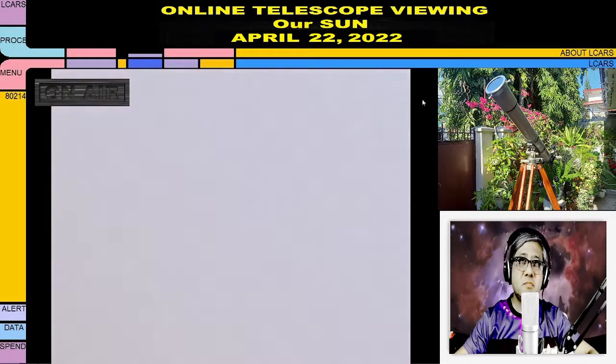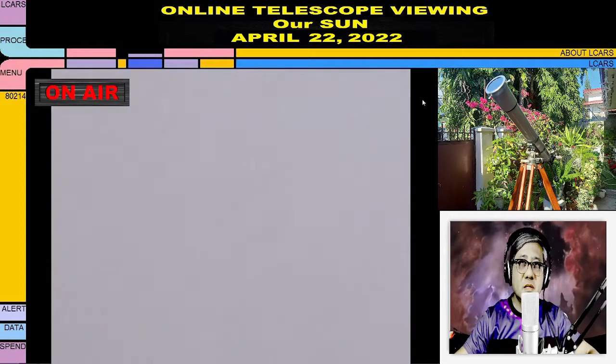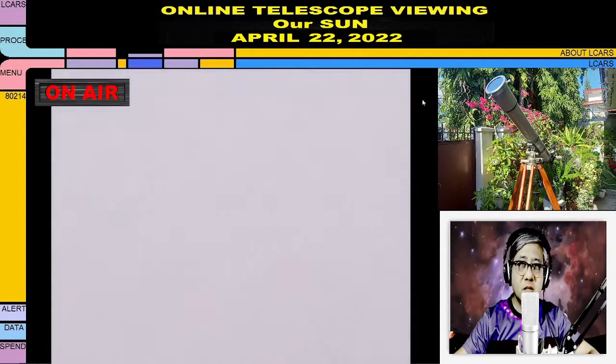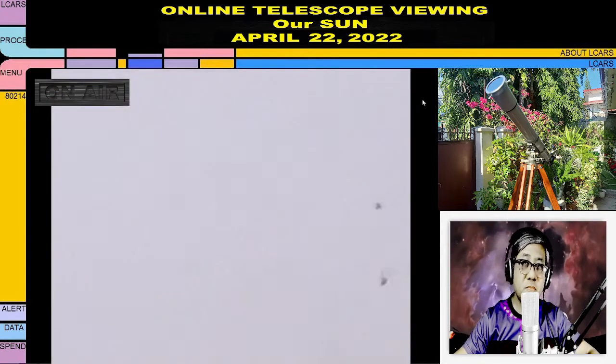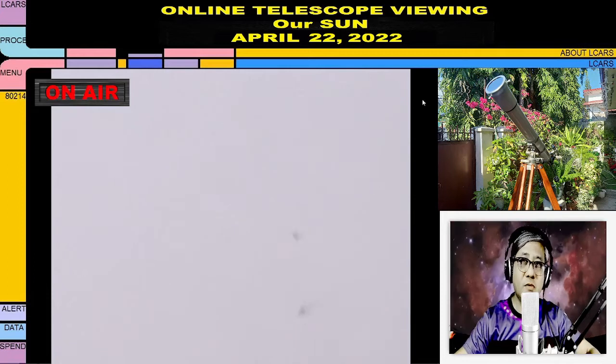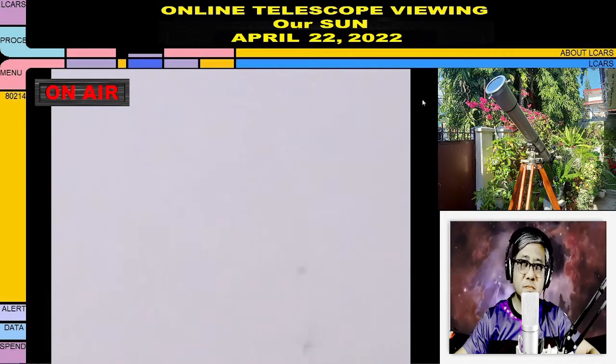So ito po, I am scanning the photosphere. Ginagalaw ko yung telescope kasi meron ding maliit yan. Nakikita niyo po yung dalawang maliit na yan na bandang gitna.